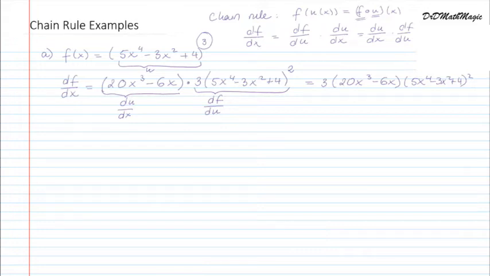Some people would prefer to go the other way around. Some people would say they will start with the outer function first. So what happens in this function? There is something that is put to the power of 3. How do I take a derivative of something to the power of 3? It's going to be 3 times that something, which is 5x to the 4th minus 3x squared plus 4, and then to the power of 2. But then I have to multiply that by the derivative of the something. What is the derivative of the something? It is 20x to the 3rd minus 6x.